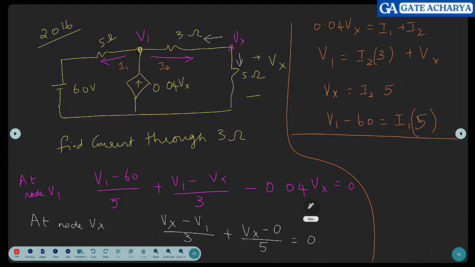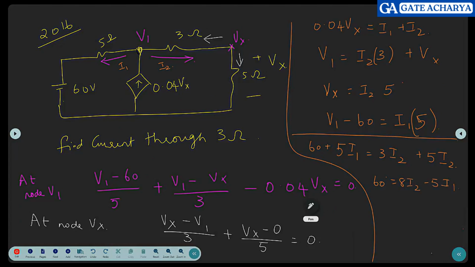So what you could do, instead of V1 you could substitute 60 plus 5I1 equal to 3I2 plus 5I2, and that would be 60 equals 8I2 minus 5I1.